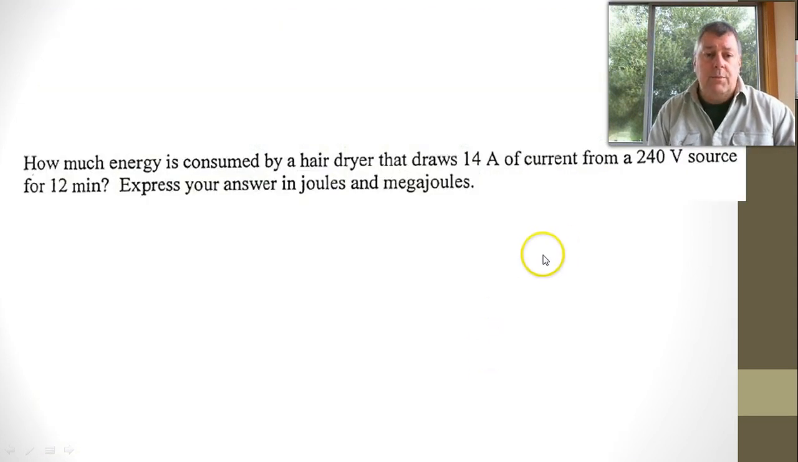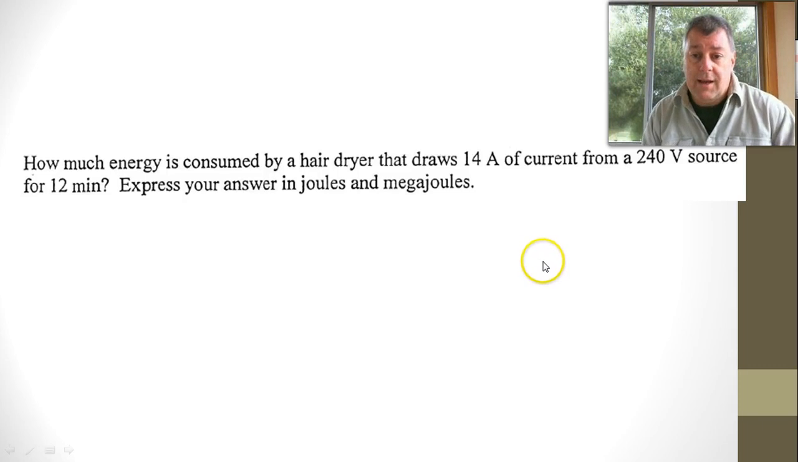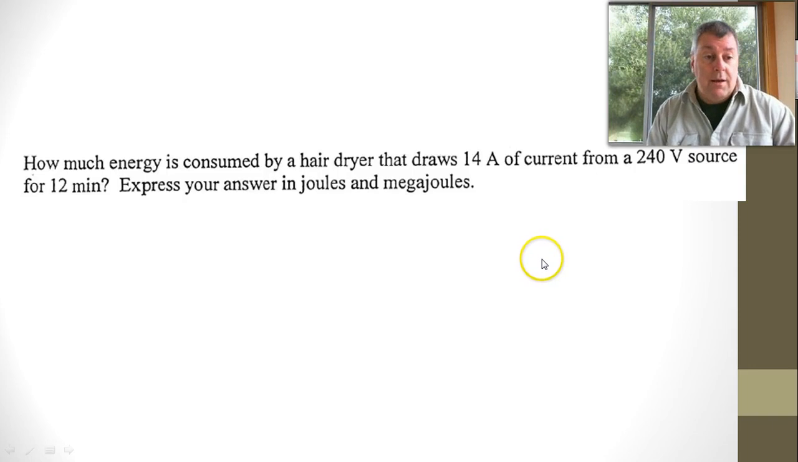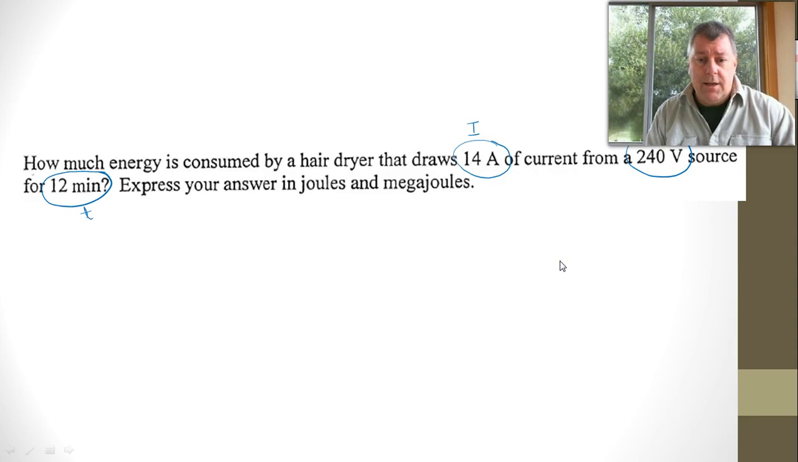Let's do another example. How much energy is consumed by a hairdryer that draws 14 amps of current from a 240 volt supply, which is what we have in Australia, for 12 minutes? Express your answer in joules and megajoules. So what are we given? We're given I, V and T. Okay, so let's start doing some writing.